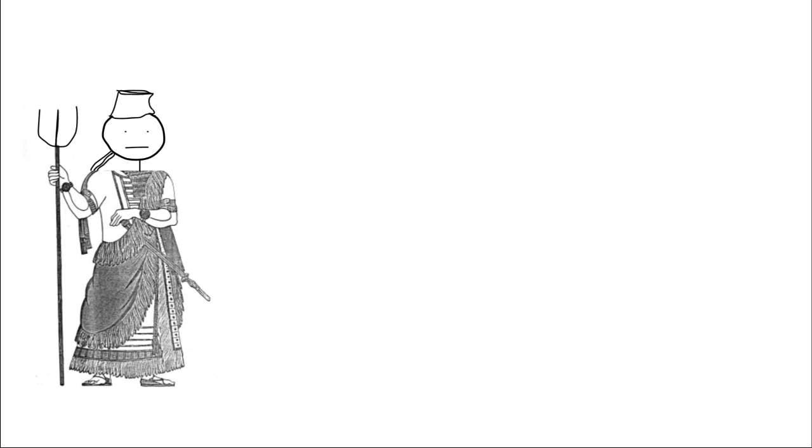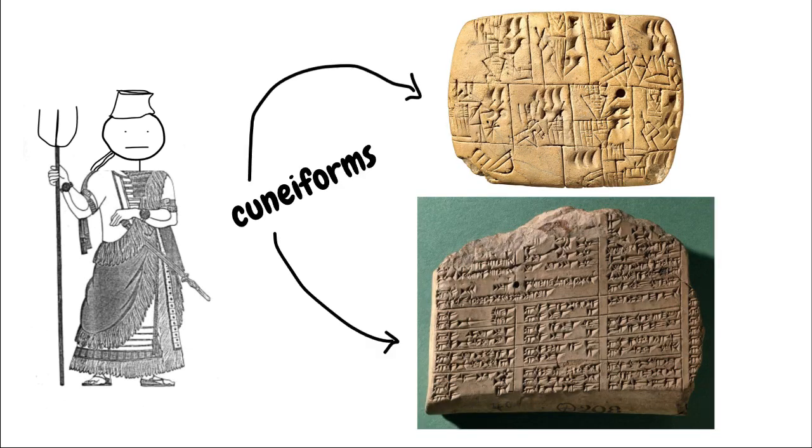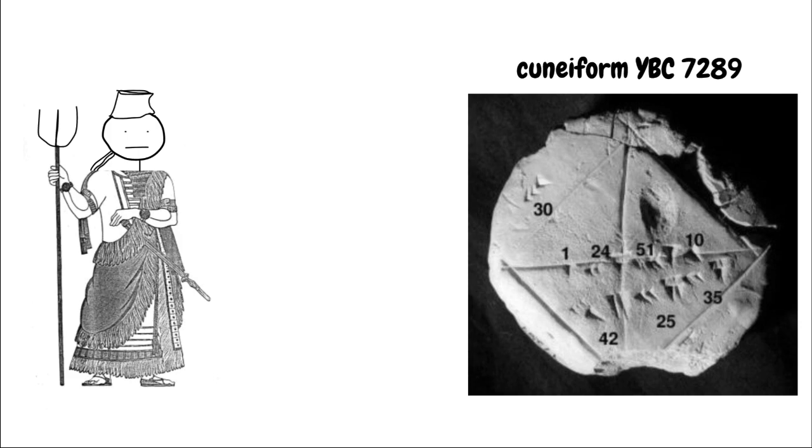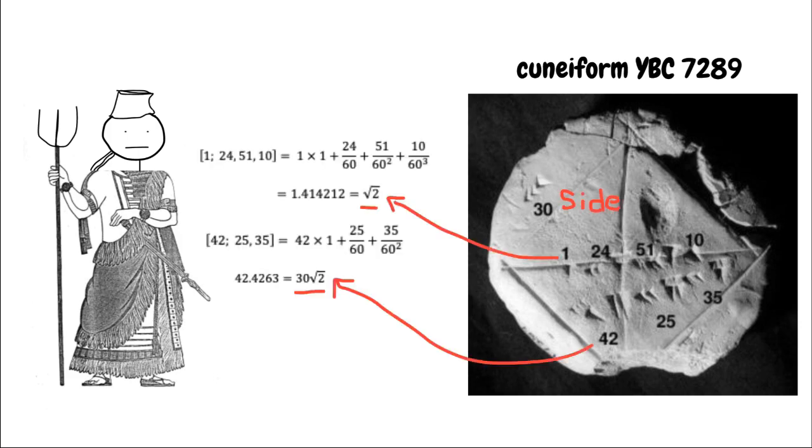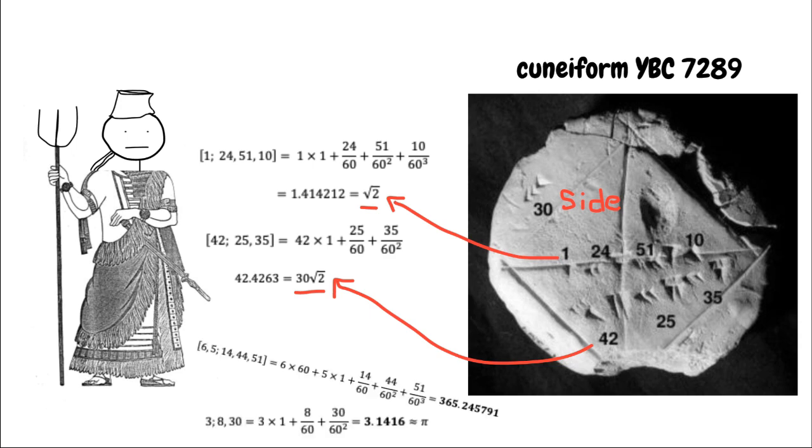Babylonian mathematicians recorded their research and observations on clay tablets called cuneiforms. This is a famous cuneiform that shows that the diagonal of a square is root 2 times its side. They were also able to define other numbers with potentially infinite precision, like the length of a year or even represent the value of pi.